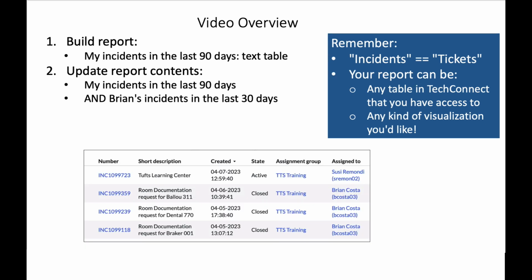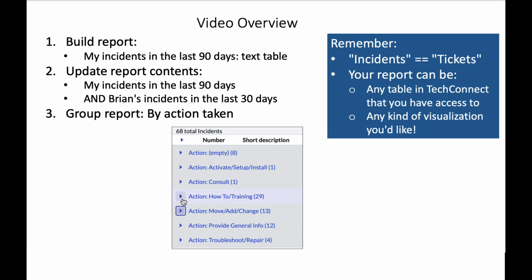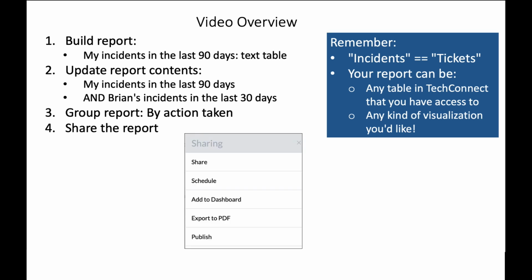Once we have our text table, we'll edit the report contents to be my incidents in the last 90 days and my coworker Brian's incidents in the last 30 days. Once we have this, we'll group the results in our report by the action taken. Finally, we will see how to share our new report.